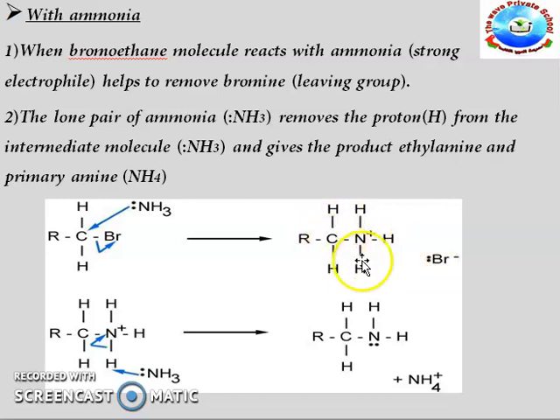Then on this product, there is again attack of ammonia. Then what happens is the lone pair of this ammonia removes the proton from the intermediate molecule. So see, this NH3 removes the proton from this molecule and it forms the product called amine. Got it? So the product is the formation of amine, ethylamine. Got it? The substitution reaction of nucleophile with ammonia. Let us proceed with the next.